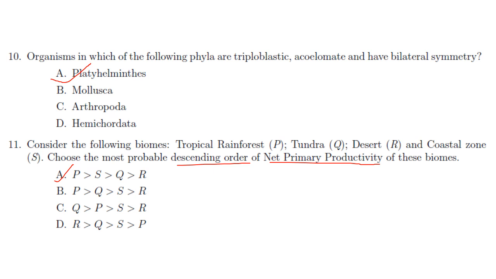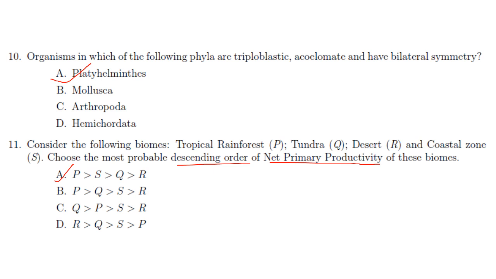Now you have to see for the descending order of net primary productivity. If you take tropical rainforest, it will have the highest net primary productivity because it is rich in biodiversity. It has got abundant sunlight and consistent rainfall. So it is having the highest net primary productivity. That is, the amount of energy the plant captures through photosynthesis minus the energy they spend for cellular respiration will be maximum in tropical rainforest.